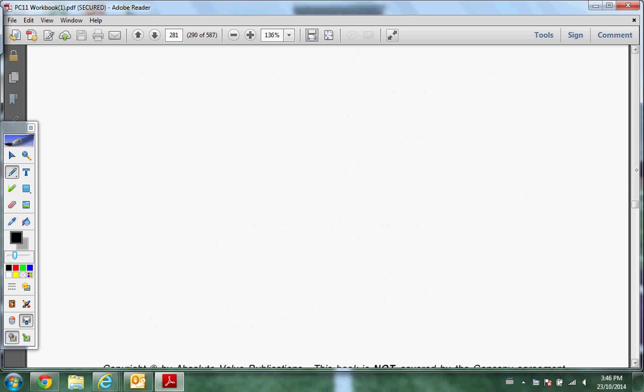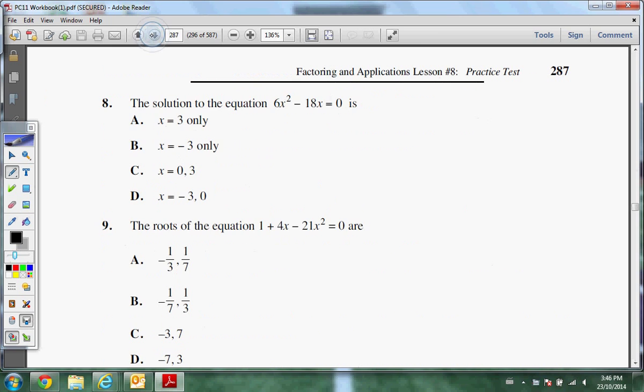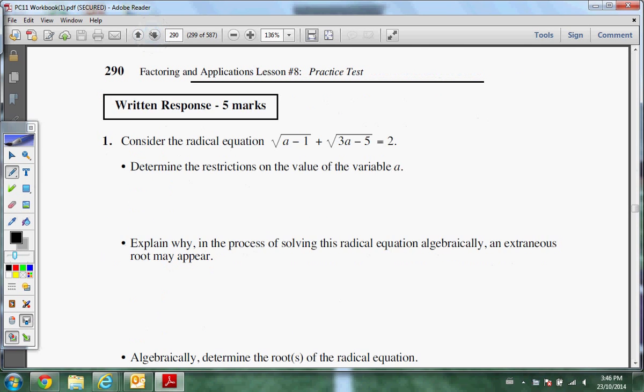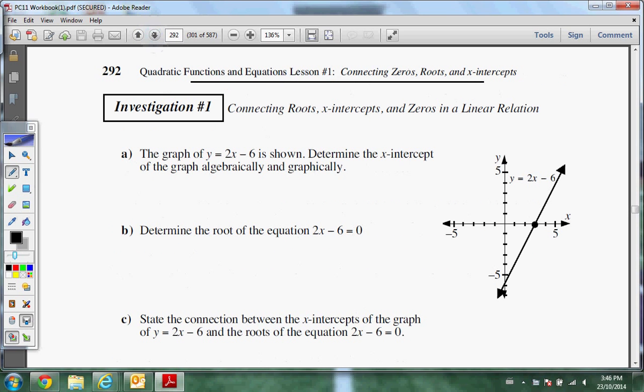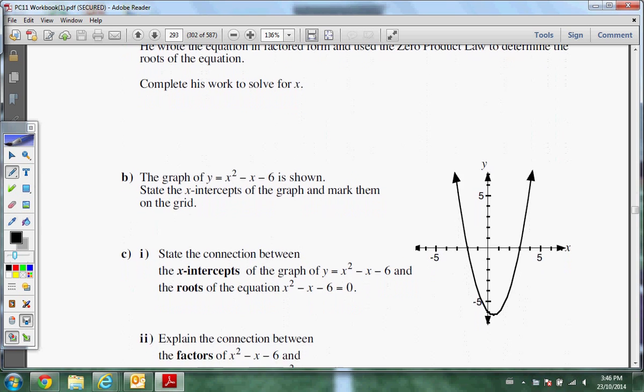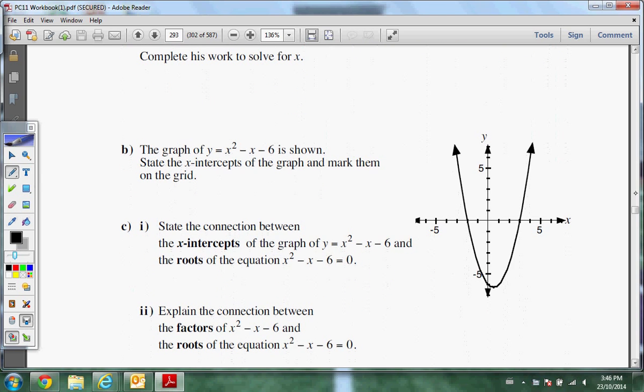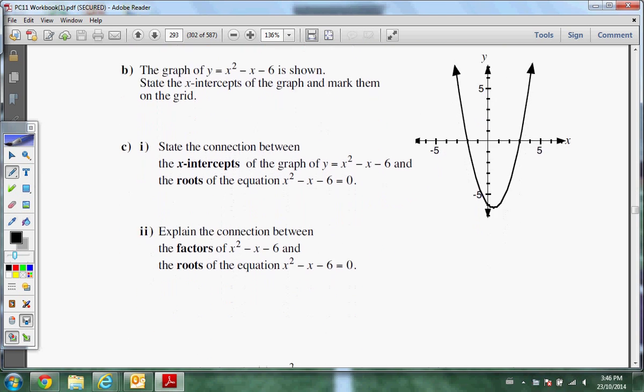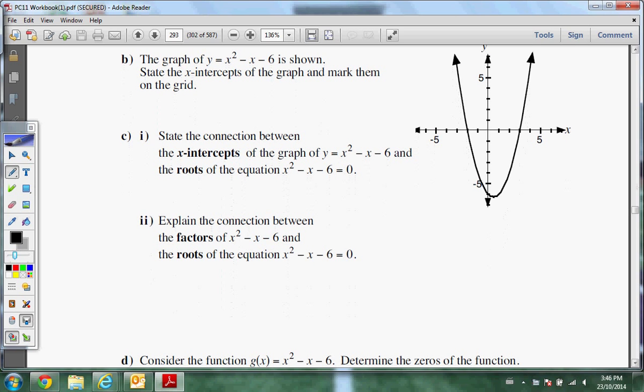Good Lord. What page is it? Wow, this is not good right now. Yeah, I gotcha. All right, try that. Okay. All right.